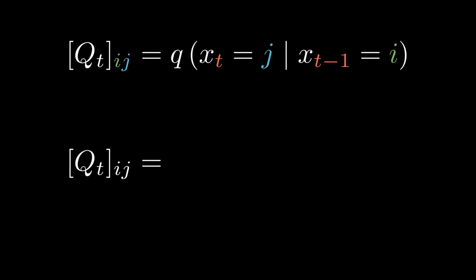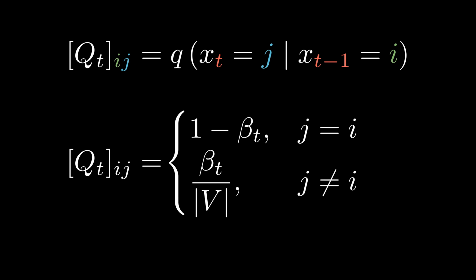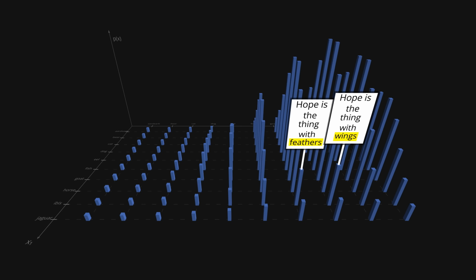Another way to handle large transition matrices is to avoid expressing them at all, and instead define a closed-form rule for corruption. Here's a simple one, also from D3PM. This says a token will remain unchanged with probability 1 minus beta t, and otherwise be replaced with a random token drawn uniformly from the vocabulary. In this formulation, pure noise looks like gibberish.